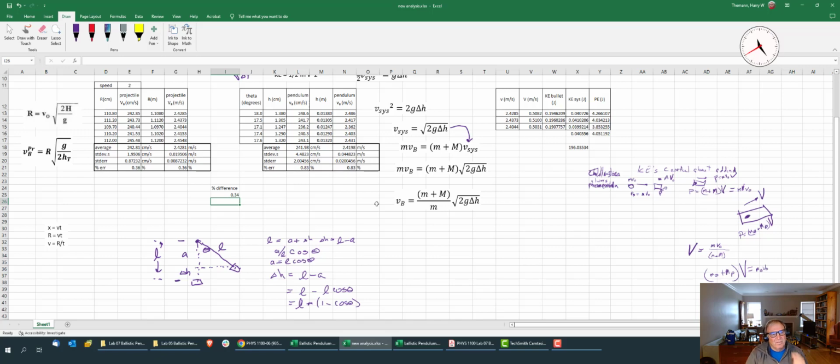Okay, the difference. Oh, yeah, it's smaller than the two error bars. So that means that I can believe what I did here, because if I overlap the two numbers, they still fit within each other's error bars. And that means that I've demonstrated that the ballistic pendulum is a viable tool.